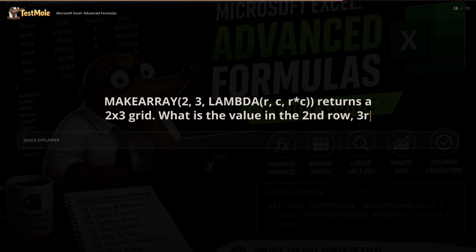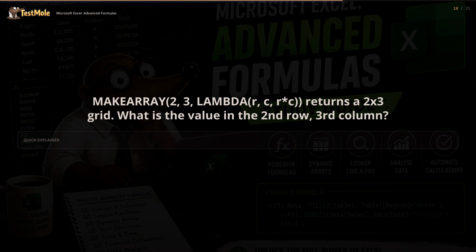MAKEARRAY(2,3,LAMBDA(r,c,r*c)) returns a 2 by 3 grid. What is the value in the second row, third column?